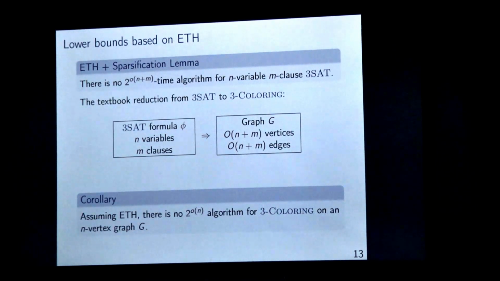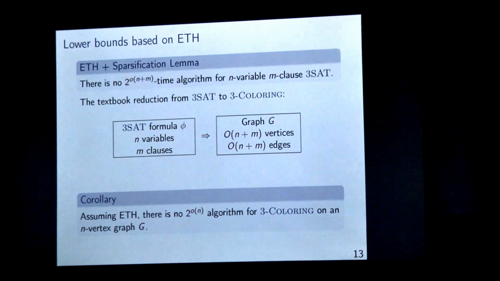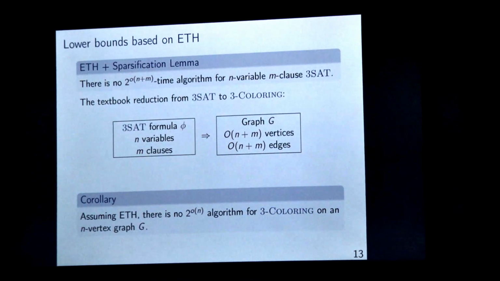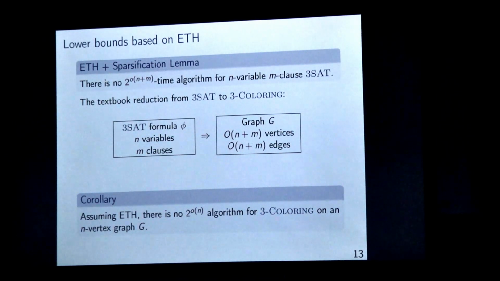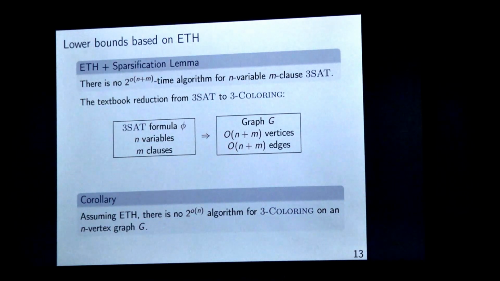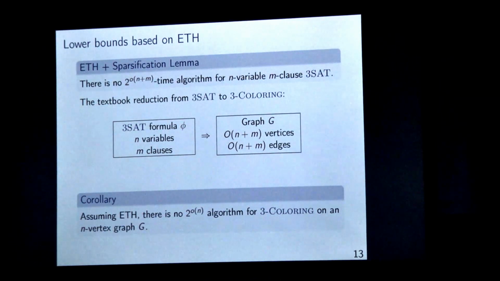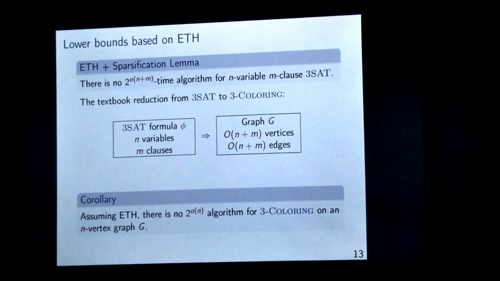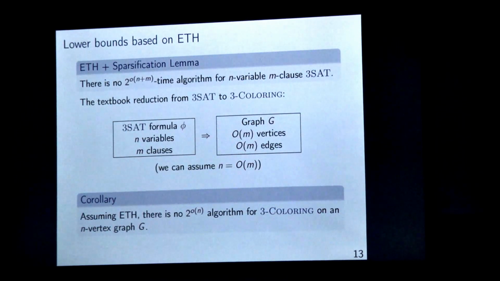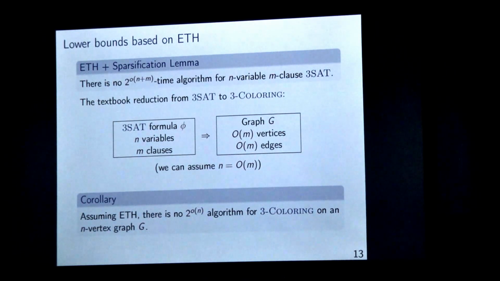Okay, so if you look at the textbook reduction from 3-SAT to 3-coloring in the graph, what it does is take n variables and m clauses and reduce them to a graph G on order n plus m vertices and order n plus m edges. Now I can start with 3-SAT with m being order n clauses, because that is where the instances are hard actually. So what does that imply? We can assume that order m vertices is order m edges, and n is like order m.